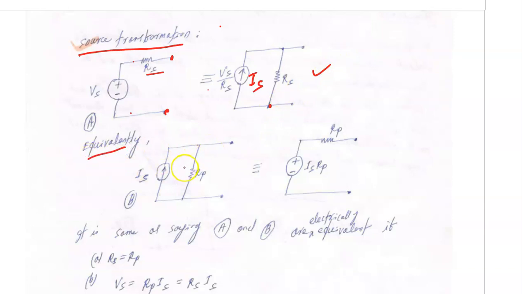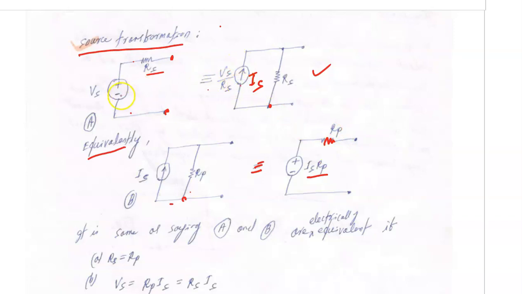Equivalently, if you have a current source and a parallel impedance or resistance, it can be transformed into a voltage source. The voltage source value will be Is multiplied by Rp, and the series resistor will be Rp.